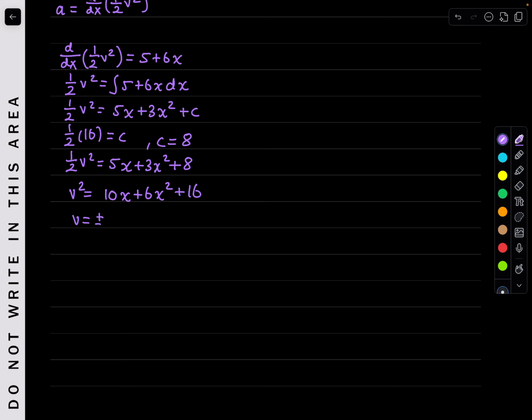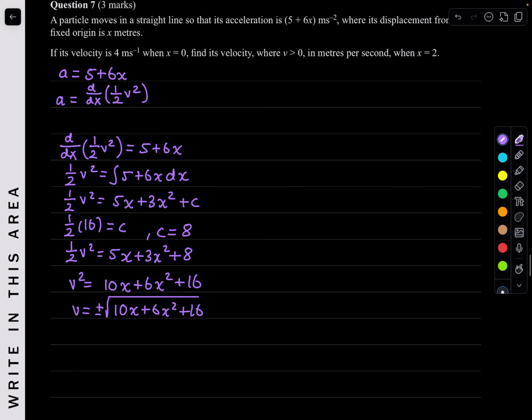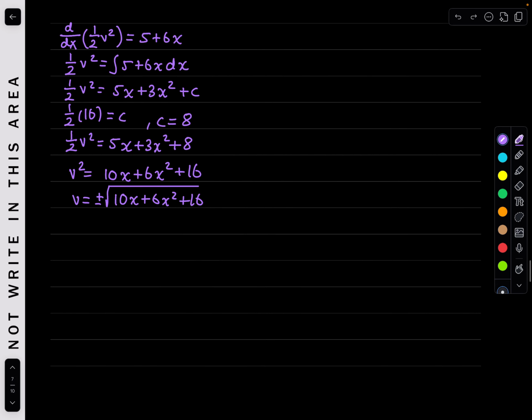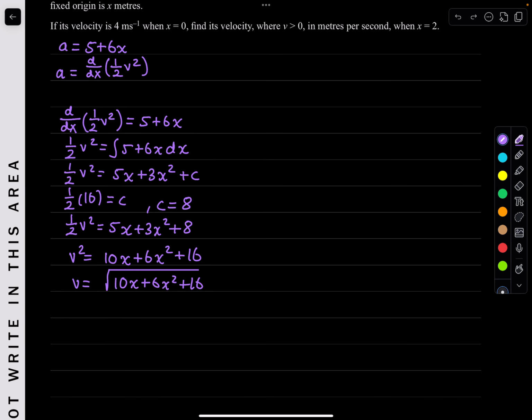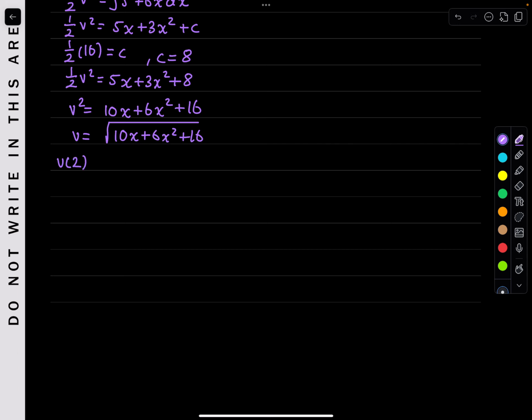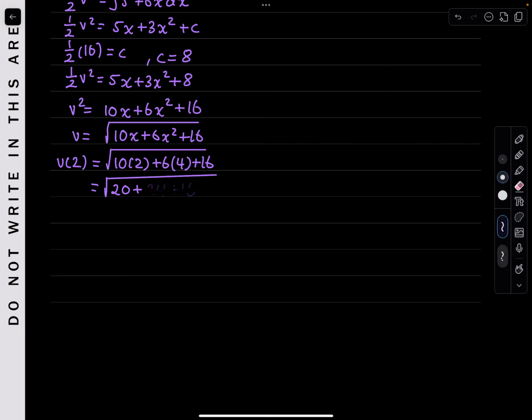Then take the square root, so you get plus or negative square root of this whole expression over here. But because we know that velocity is greater than 0, we don't worry about the negative. So we just make it positive. Okay, there it is. So this is our formula. And guess what? We want to find the velocity when x equals 2. So let's sub in v of 2 into this formula, which is 10 times 2 plus 6 times 2 squared is 4, plus 16, which gives me 20, 6 times 4 is 24, 24 plus 16, which gives you basically 40.